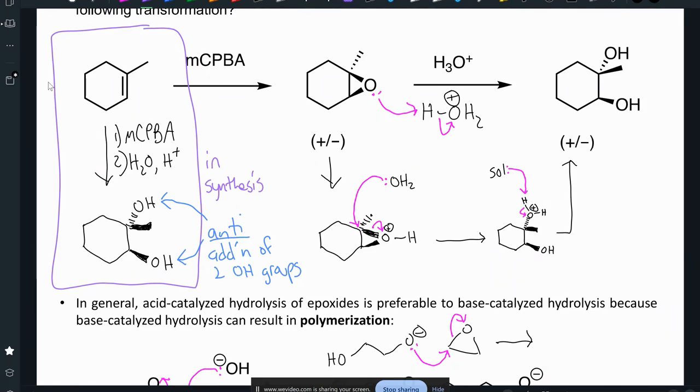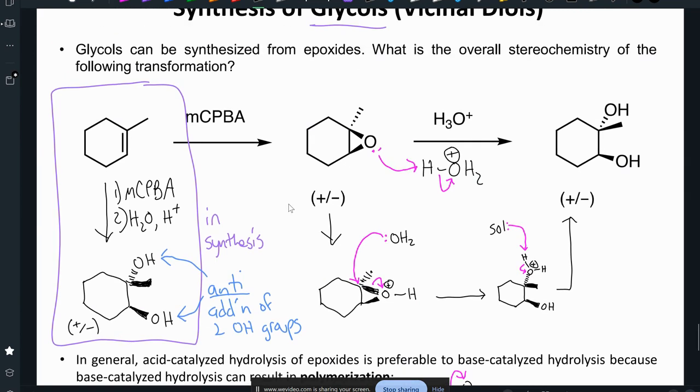So if you were to write this in a synthesis type problem, you could really just take your alkene and write two steps. First step, MCPBA. Second step, H2O with an acid catalyst. And that'll give you the anti-addition of your two OH groups. And I'm going to indicate that this is a racemic product. So if you need to synthesize a diol and you need your two OH groups across from each other, this is a great way to do it.